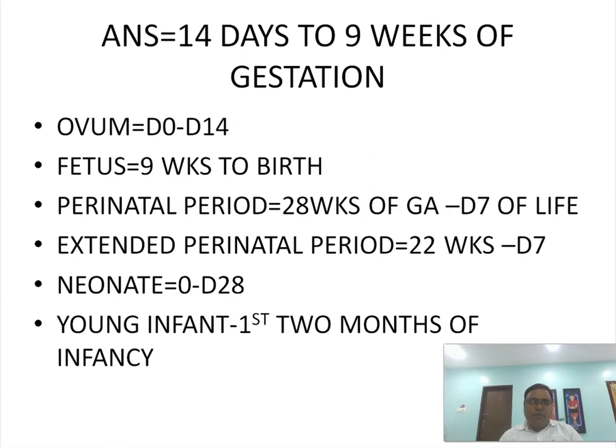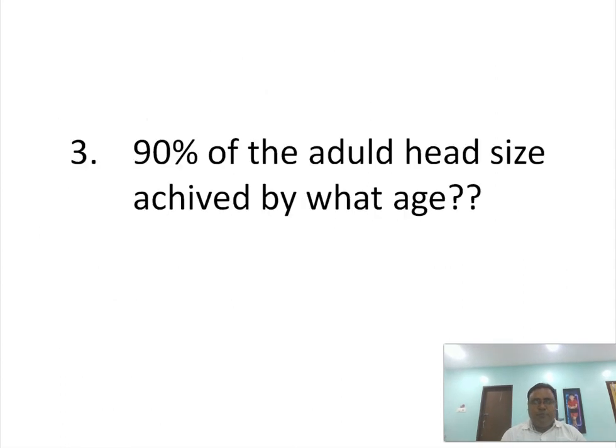Similarly, neonatal period is day 0 to day 28 of life. It is not 1 month. It is 28 days of life, from birth to 28 days of life. That is known as neonate. Similarly, infancy is the first year of life. But young infancy is often asked in the exam. Young infancy is the first 2 months of infancy. These are the terminologies we have to remember.